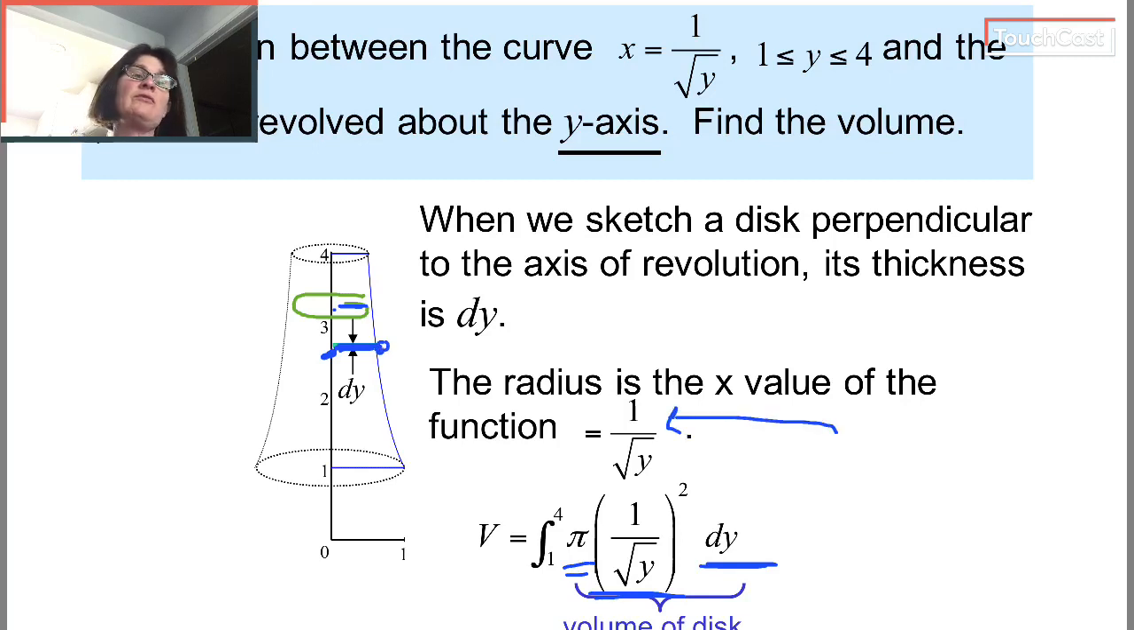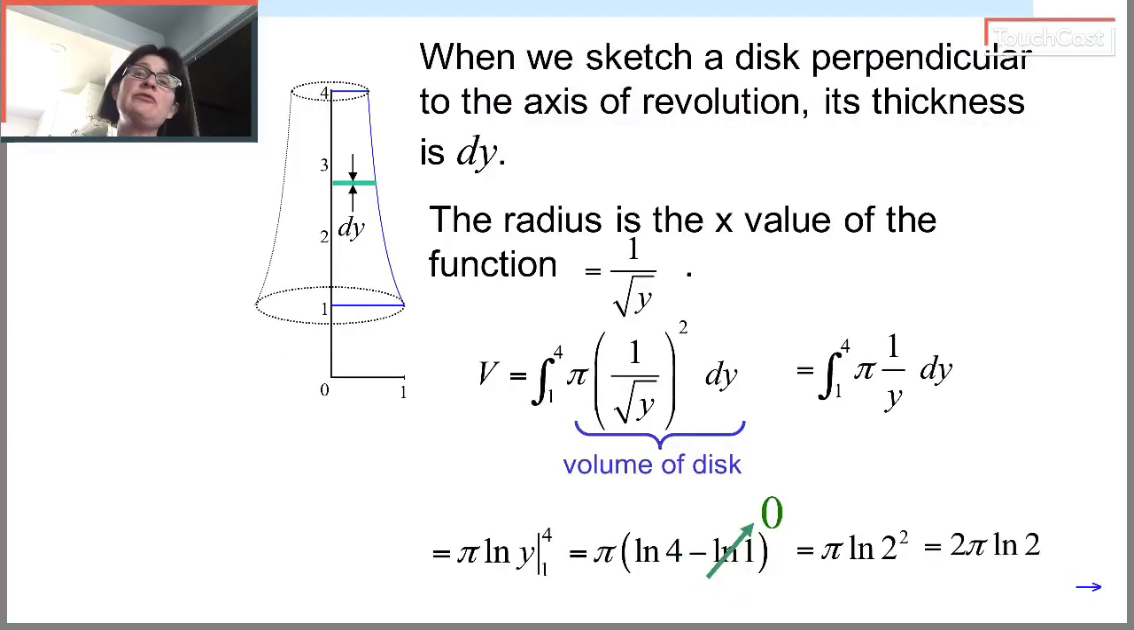So here's my integral. V is the integral from 1 to 4, because I need y values for my limits. And I've been told the y values in this picture go from 1 to 4. So I could integrate this function from 1 to 4. Pi times 1 over square root of y, all raised to the second power. And this is with respect to y.